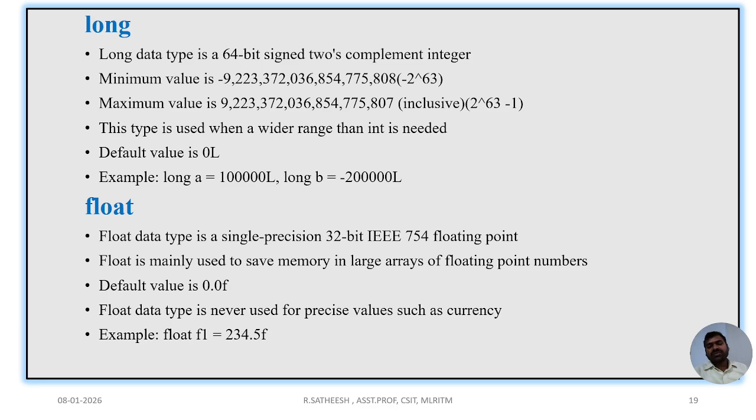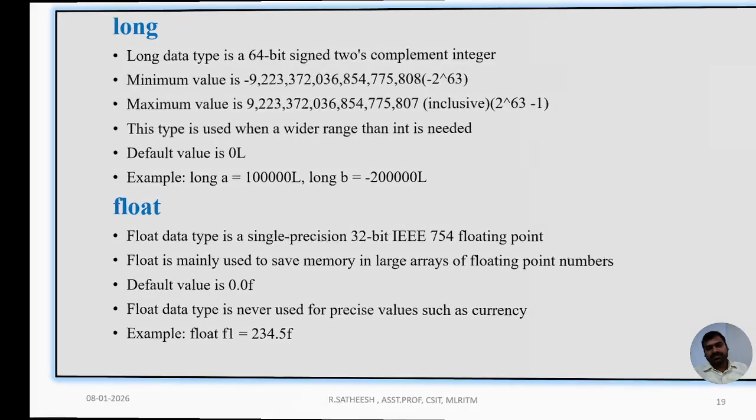And floating points, of course, when there are decimals, then we can go with float and double. Default value for float is 0.0f, and the float type is never used for precise values such as currency. For currency type of values, we do not use float. An example is 234.5f. Definitely, a float value must end with f. That is mandatory. Either capital or small, it has to end with f.